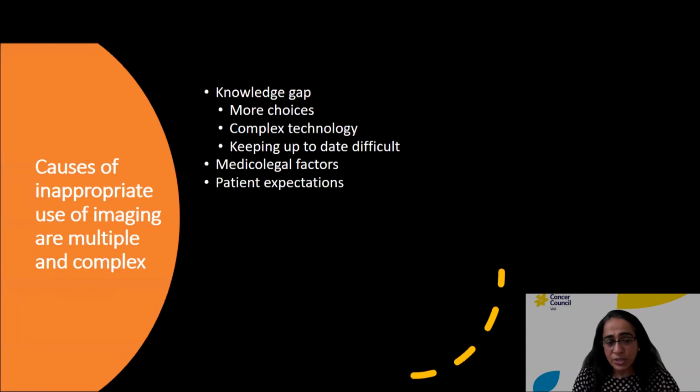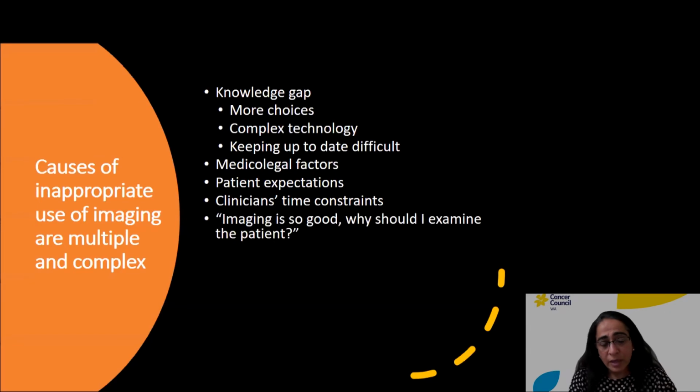At times, it's the patient's expectations. A patient expects a blood test to be performed or a chest X-ray to be performed for a minor cough, and the GP feels pressured to do so. At times, it's clinicians' time constraints. They're so busy, they're using imaging to triage their patients, which is a worrying concept. There are a lot of doctors who these days think imaging is so good, why should I examine the patient? And this is a worrying trend, and I'll briefly touch on this a little bit later in my talk.